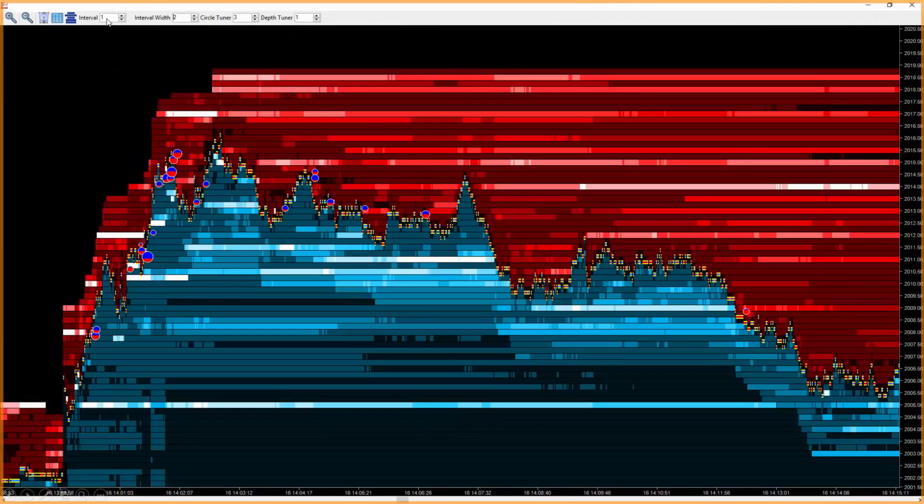Okay, so interval I like to set to 1 at the start of the day. As the day progresses, I only trade the morning session, but as the day progresses, I just click that up so I can see more history on my chart. Interval width I set to 2, just because I like it. Circle tuner, if you're on crude oil, 2 or 3. If you're on the ES, 1 or 2. And the depth tuner, I like it at 1 because I think it looks pretty.